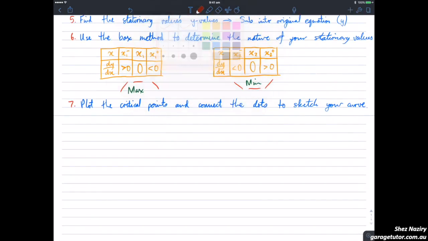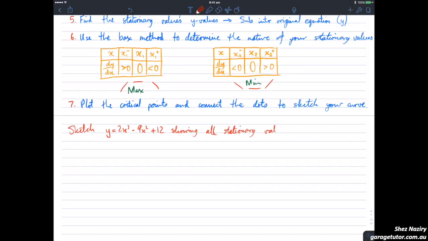Interesting. So, sketch. Let me just write the question first. Sketch y equals 2x cubed minus 9x squared plus 12, showing all stationary values and critical values.